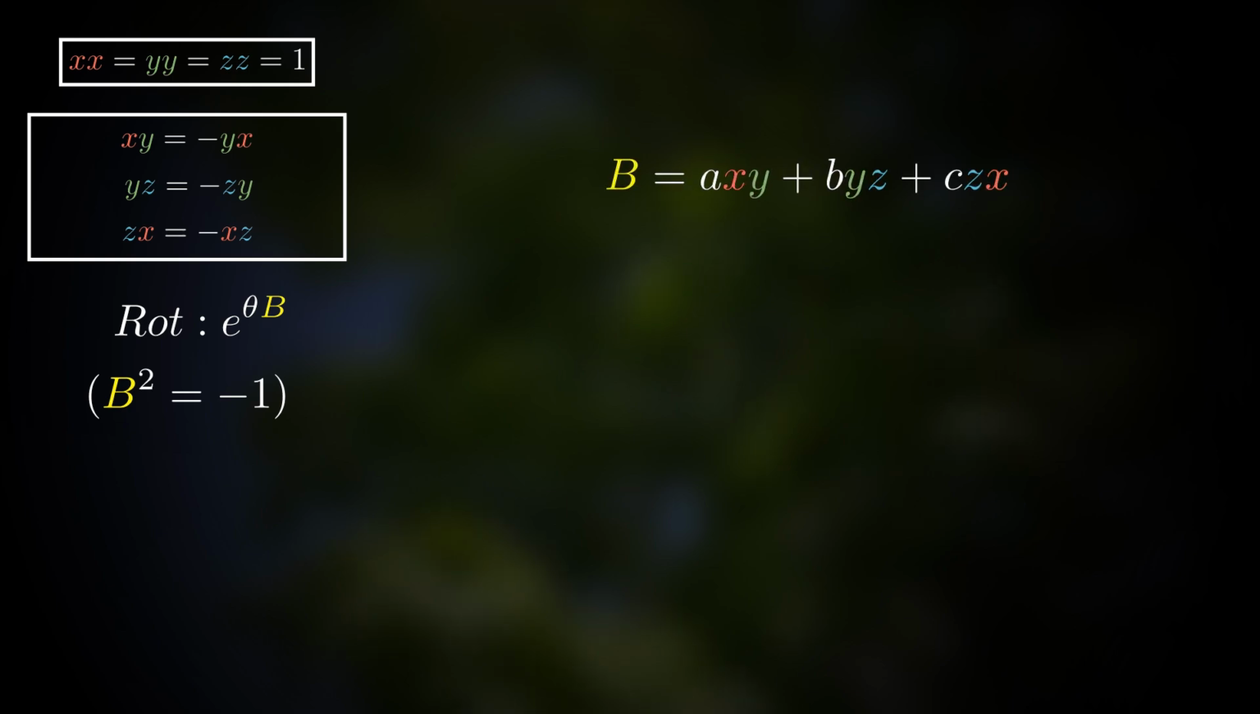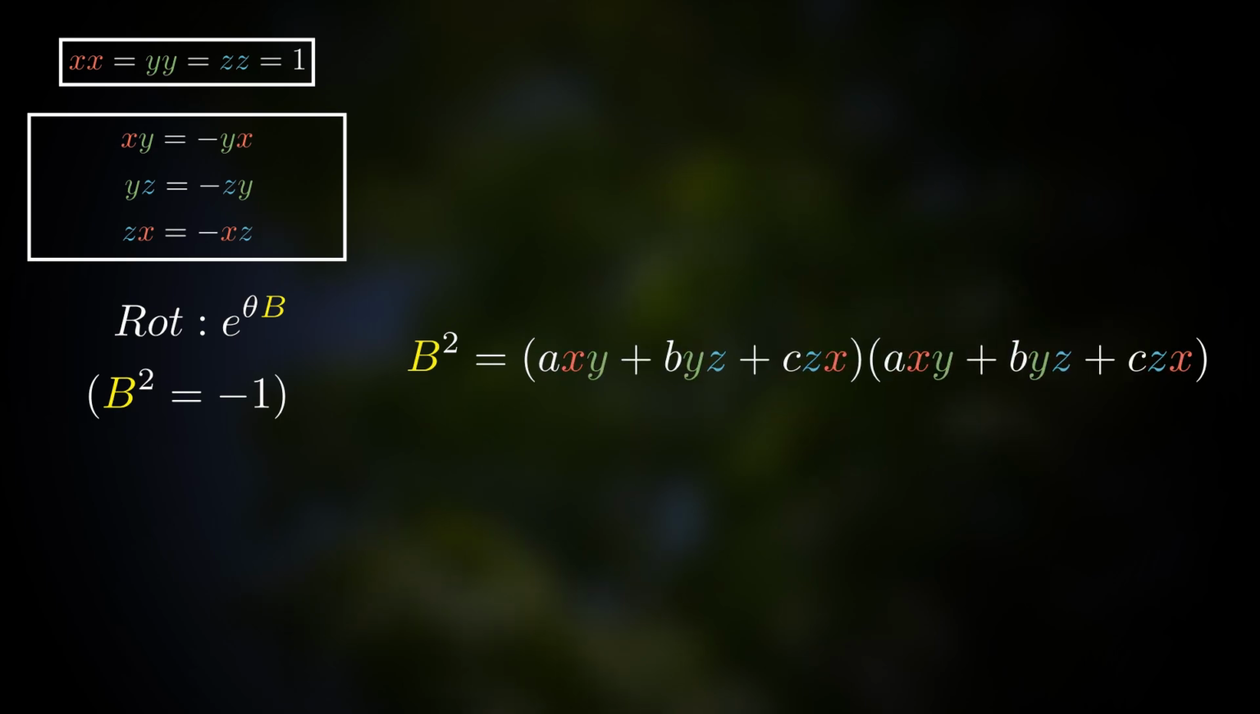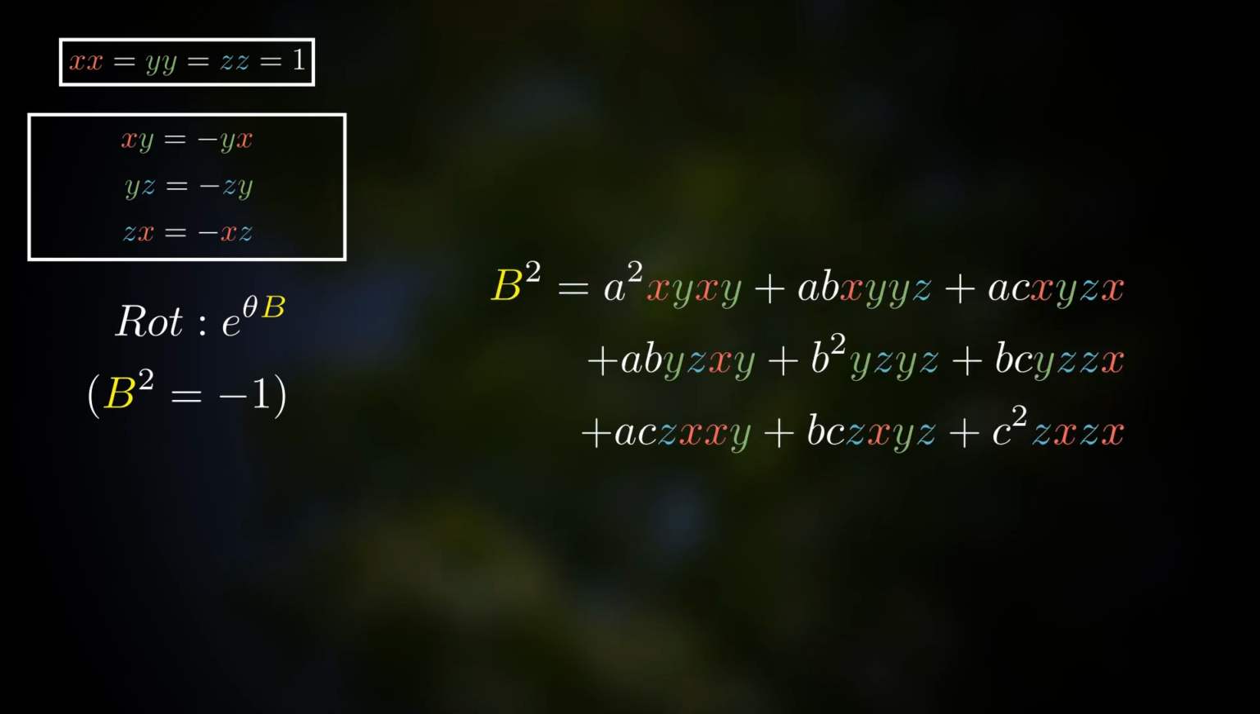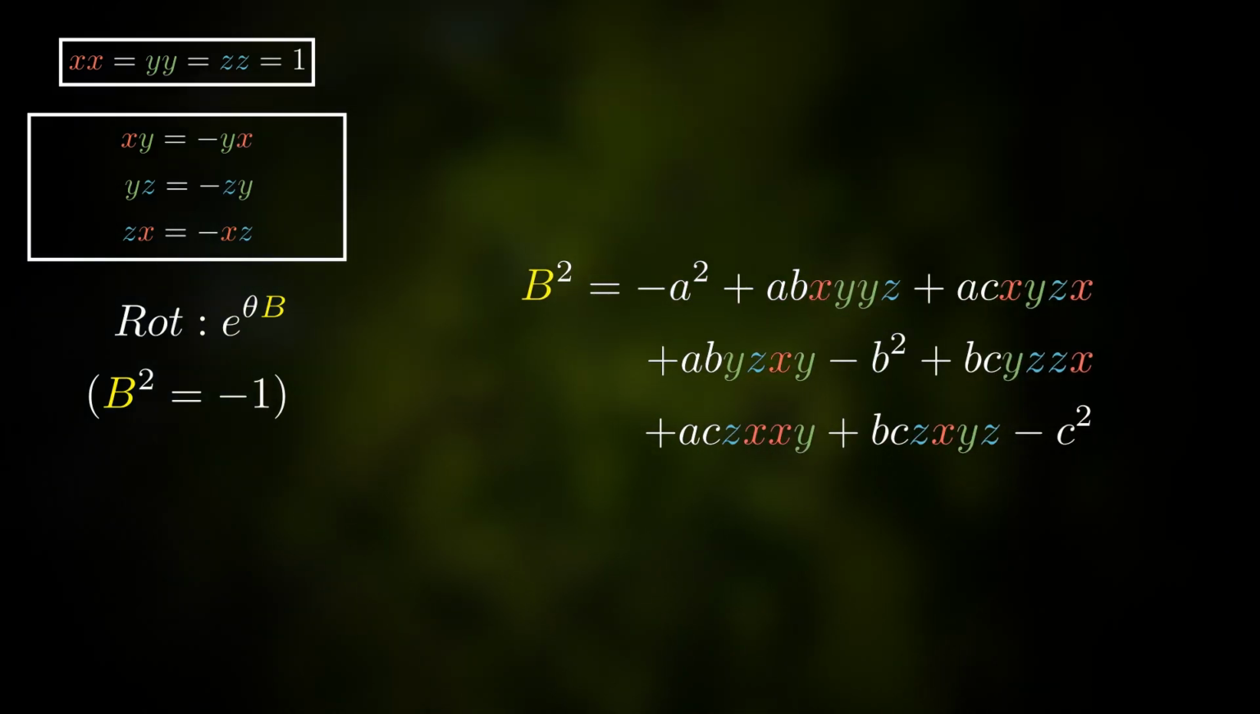Okay, B squared is just B times B. Let's expand both B's and distribute. Whoa, that's a lot of terms. Something we notice right away is that terms with a squared, b squared, and c squared all have a term that squares to negative 1. xy, xy, yz, yz, and zx, zx, all square to negative 1. Let's replace these terms with minus a squared, minus b squared, and minus c squared.